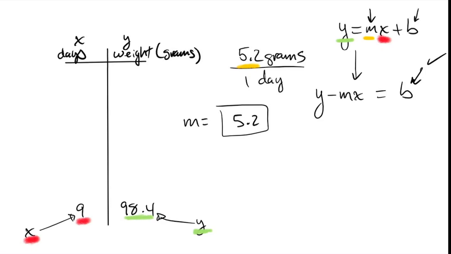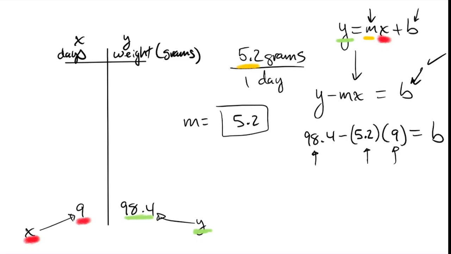So let's plug what we know into this equation. We know a y value is 98.4 minus, I'm going to put our slope in of 5.2, and I'm going to multiply it by the x value that goes with our y, which is 9. So when x is 9, y is 98.4, and this is always my slope. What does this equal? This equals b, my y-intercept.